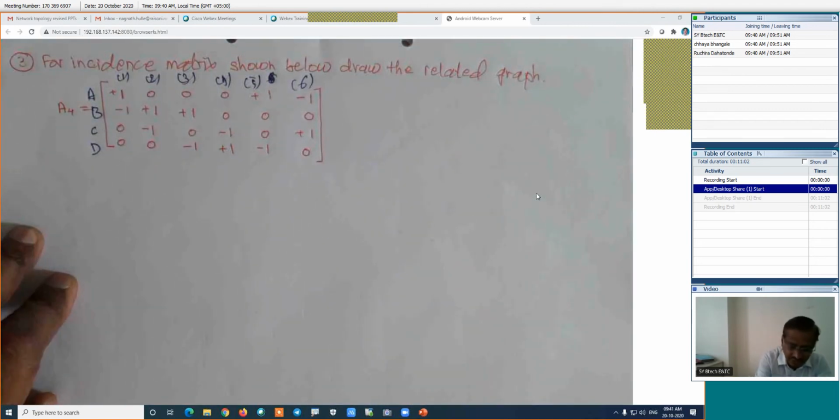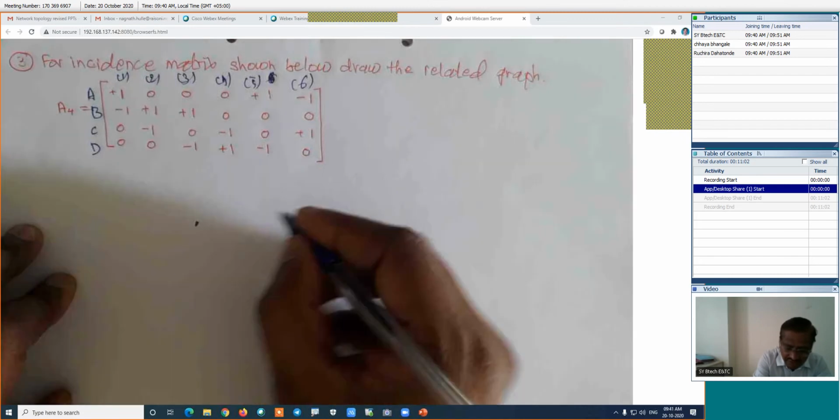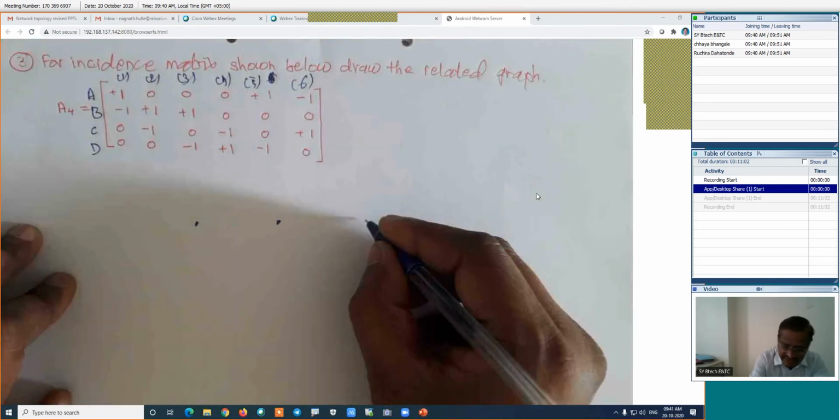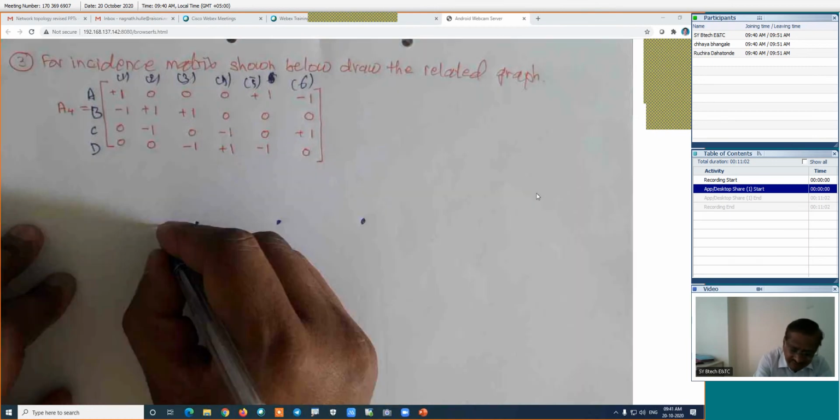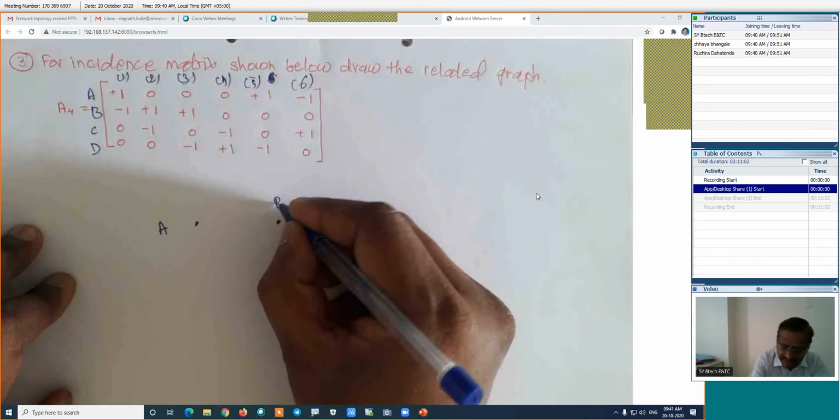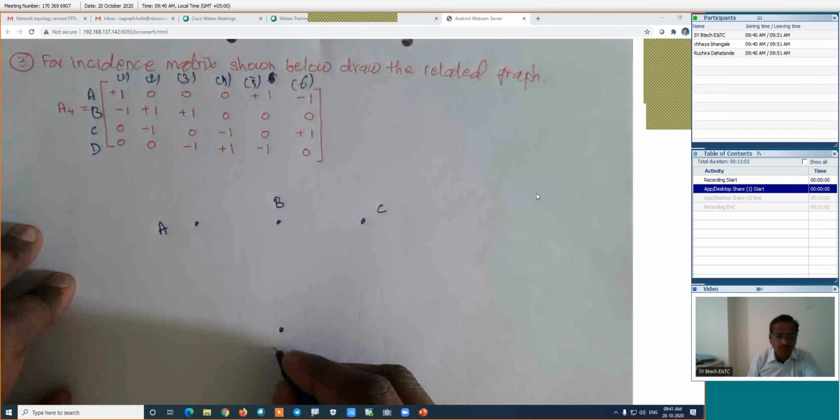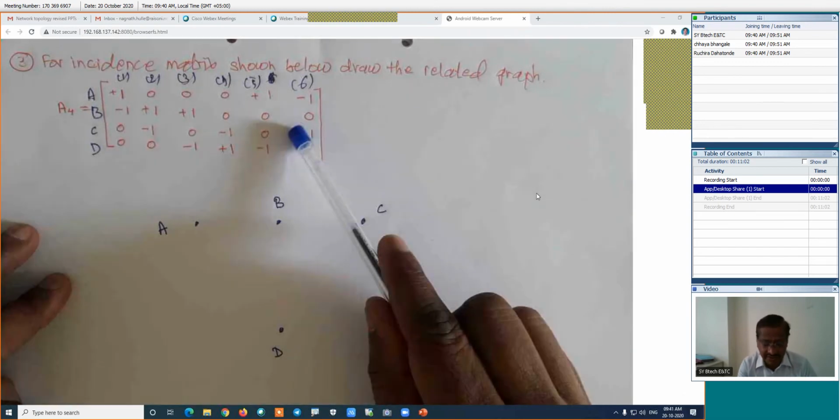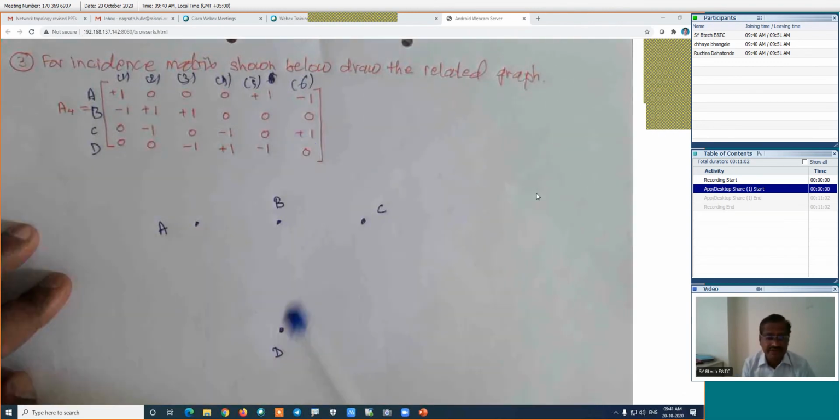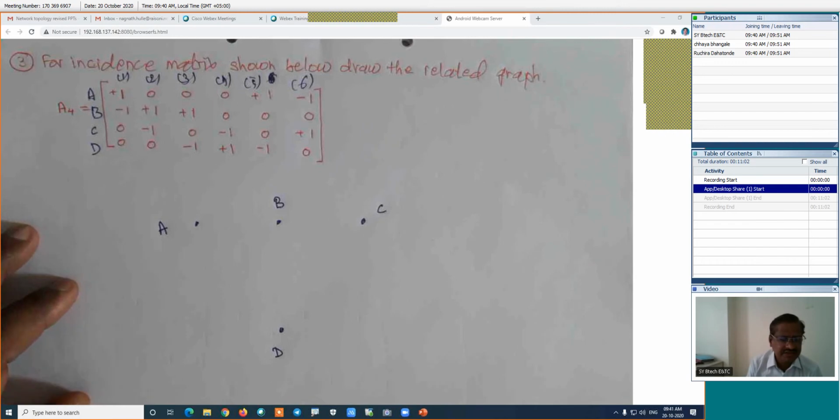What I will do? I will draw the 4 nodes and 6 branches. These are the 4 nodes. This is node A, this may be the node B, this may be the node C, and this may be the node D. Is it right? So here, from this given incidence matrix, we are planning to draw its graph. Is it right?